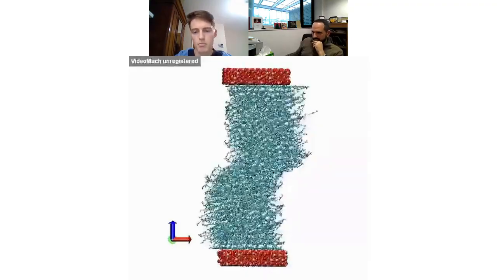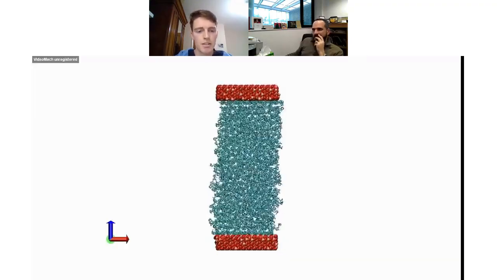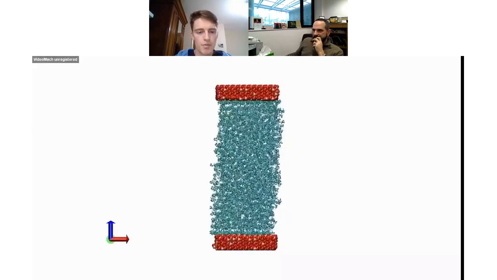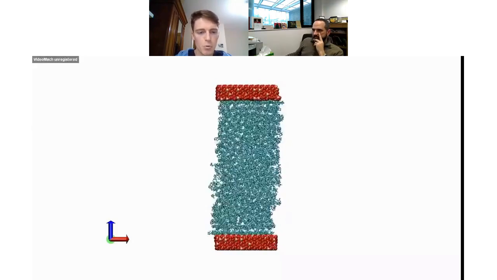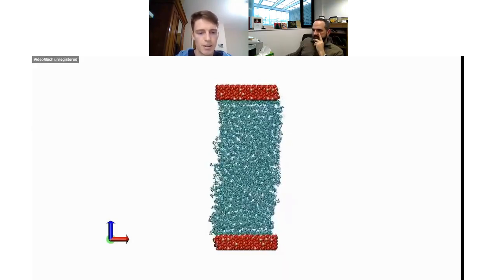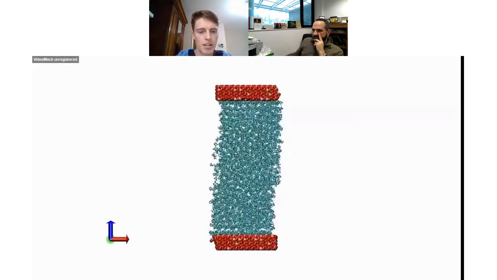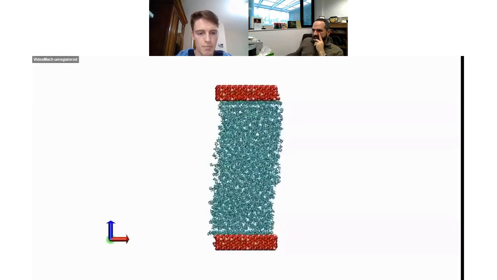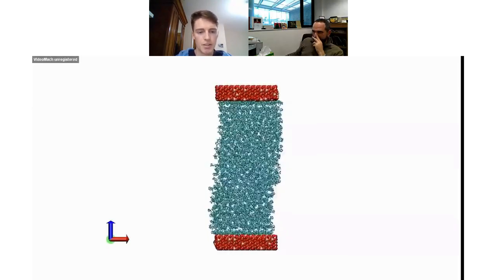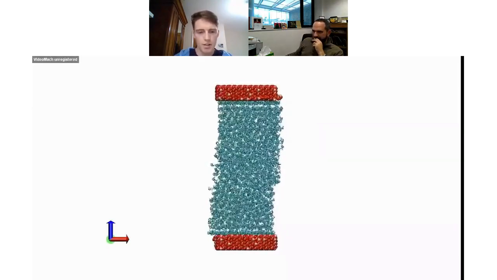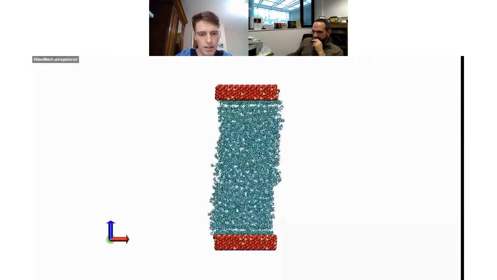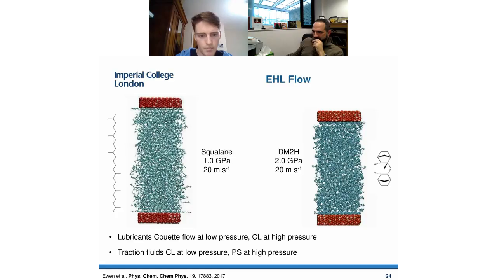And if you just go to the next one, please, Daniele. And this is the plug-slip case. So you can see that the first layer of fluid is moving with the walls, but then the layer of fluid above that, there's a slip plane forming, and there's not much shear going on there at all. And in the center of the fluid, it's basically glass-like and not shearing at all. So that's the high pressure case. And yeah, if you stop that one.